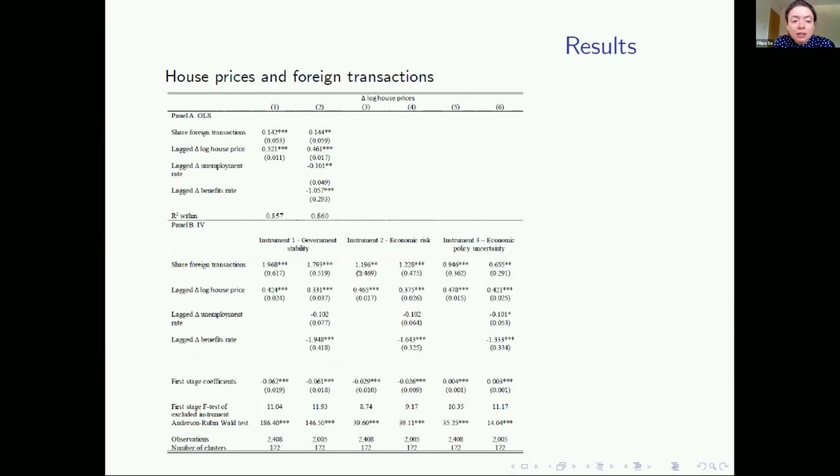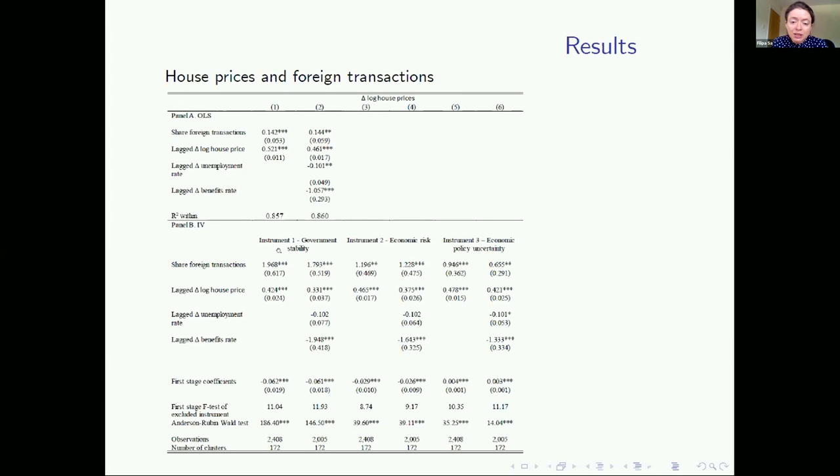So you can see here the results for house prices, and there is a positive and significant effect. It's bigger if I use the government stability index, smaller if I use the economic policy uncertainty index, and somewhere in between for the economic risk index. The first stage F stat of excluded instruments is above 10 for the first instrument and the third instrument, and is a bit weaker for the economic risk index. Because these two are kind of an upper bound and a lower bound, these are the ones I'm going to be using in the next analysis.